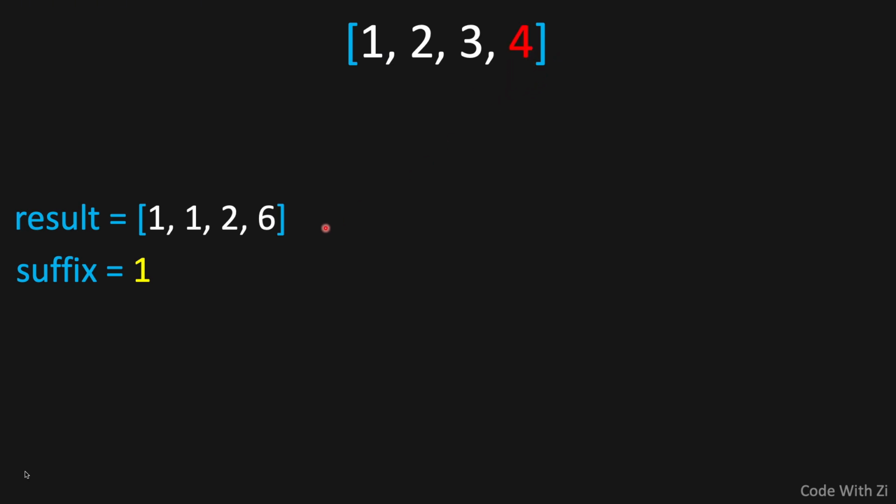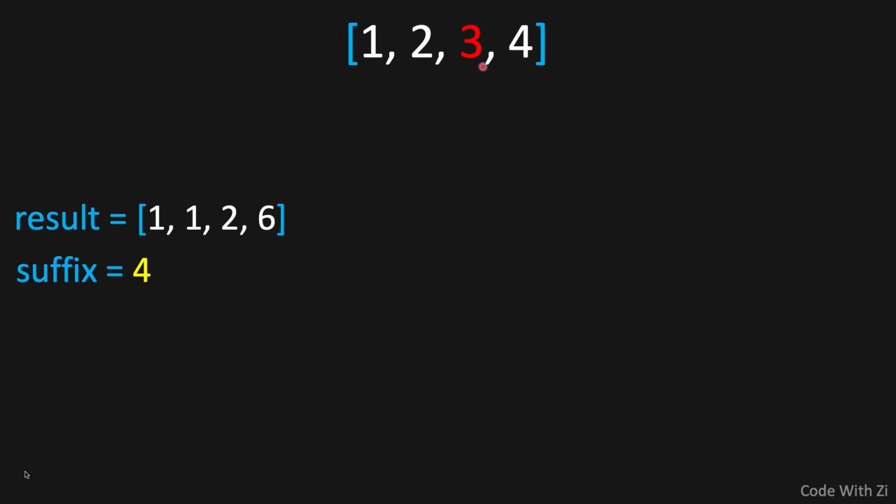We multiply the position that we have currently in our result array by suffix. As you can see, this is the position that we have to change in our result array. So we multiply 6 by 1. As you can see, this 1 came from here. That's going to give us 6. And then we multiply our current number with suffix, like so. Now suffix is 4. And then we keep going with our loop.